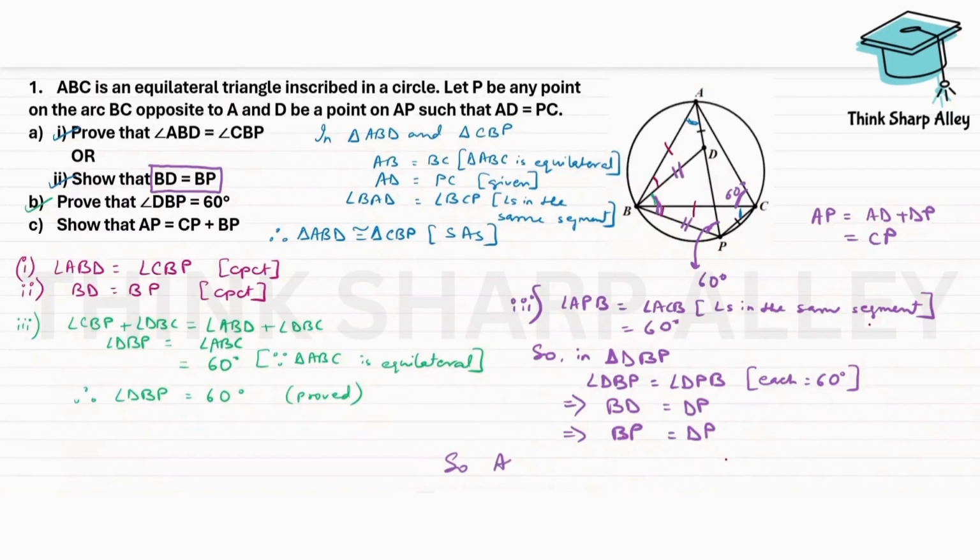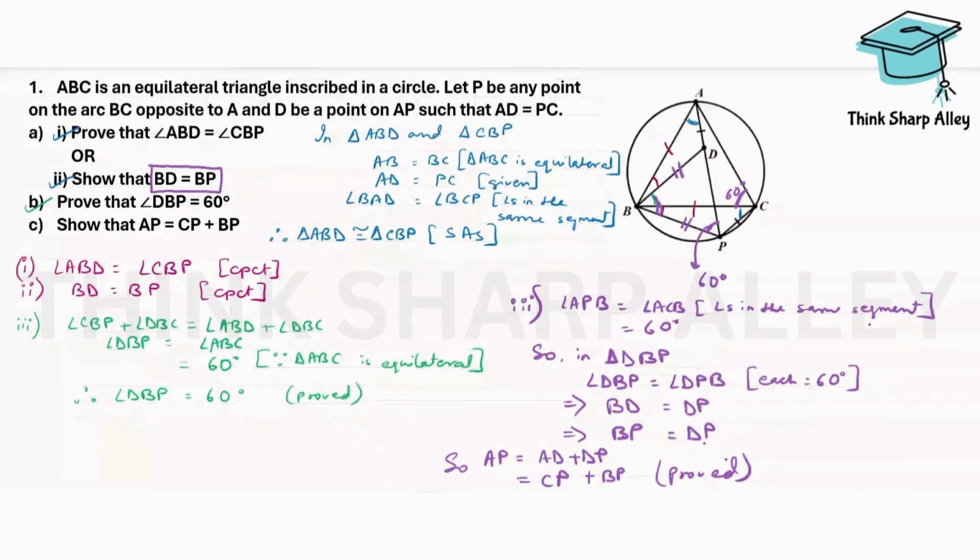So AP, or let us just bring this part over here, right? So AP is equal to AD plus DP, which is equal to CP plus, and in place of DP, we'll put BP, and it's proved again. So see, it's clean, done. There are no heavy formulas, just clean understanding of the diagram and the properties of circles. Now get ready for the next challenge.